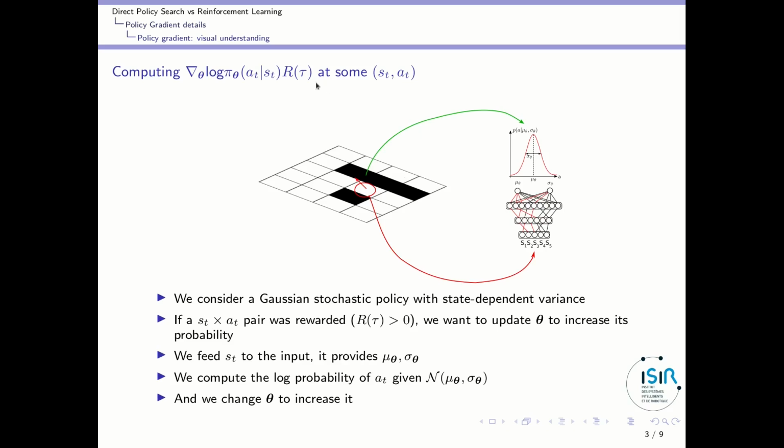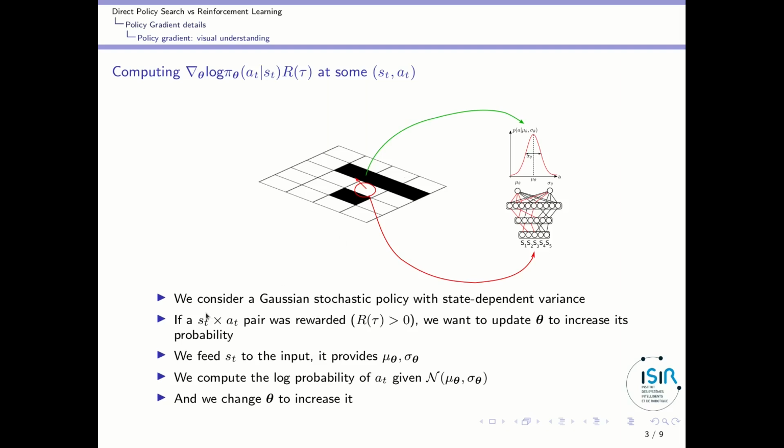So first, we will focus on computing this quantity for some state action pair, for instance this one. We consider a Gaussian stochastic policy with state-dependent variance. So here you have the Gaussian output of our policy. It's parameterized with a center mu and a variance sigma. And you have two neurons that output mu and sigma, and you give the state as input, and it provides you with a probability of actions in the space of possible continuous actions.